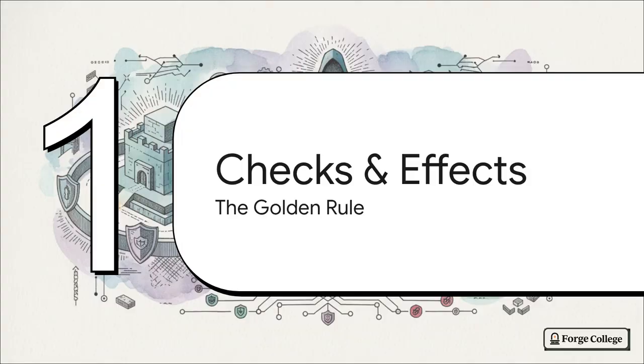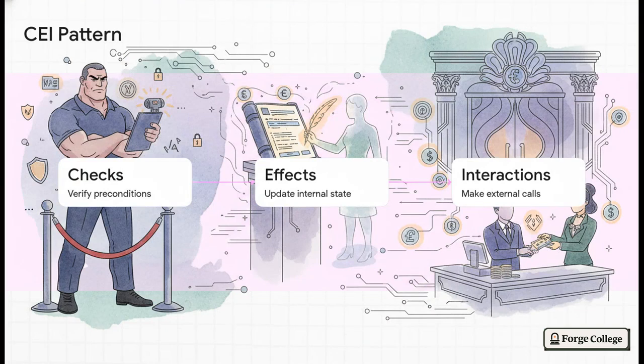Which brings us to Section 3. Checks, effects, interactions. This is the golden rule of Web3 engineering. This core principle fixes that vault problem and saves millions of dollars in Web3. If you remember absolutely nothing else from this explainer, remember this. The CEI pattern breaks every single public function down into 3 distinct steps. Step 1, checks. Step 2, effects. Step 3, interactions. I actually like to explain this pattern using the analogy of an exclusive nightclub.